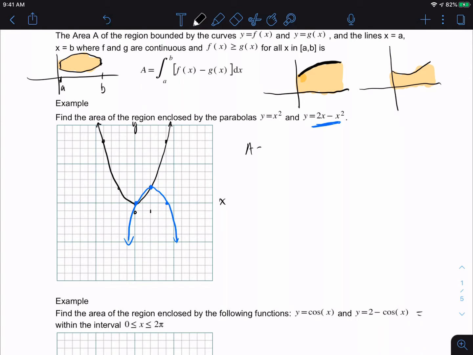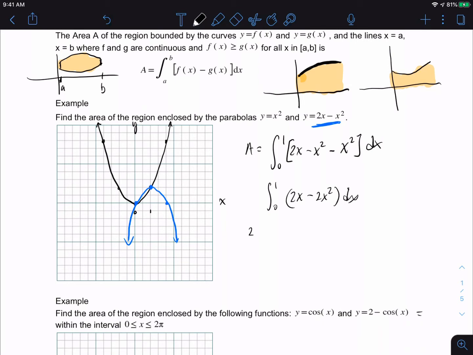So our area is going to be the integral from 0 to 1 of the top function, that's the blue one, so that's 2x minus x squared, minus the bottom function, and the bottom function is x squared, right? Oops, that's hideous. And so there's the integral that we're going to use to find the area between these two functions. So when we clean this up, I get the integral from 0 to 1 of 2x minus 2x squared dx.